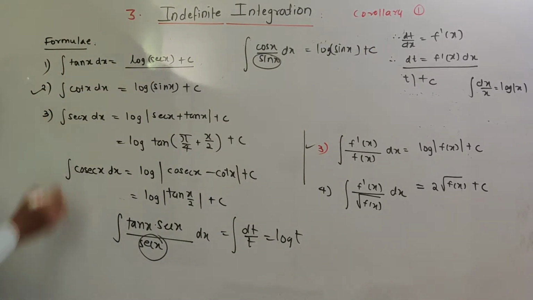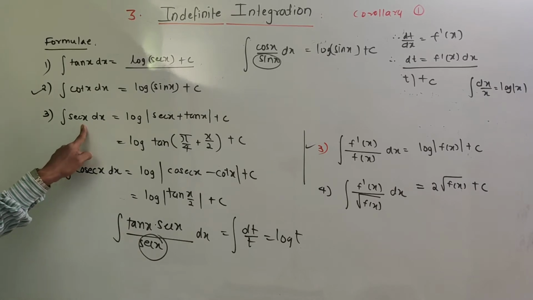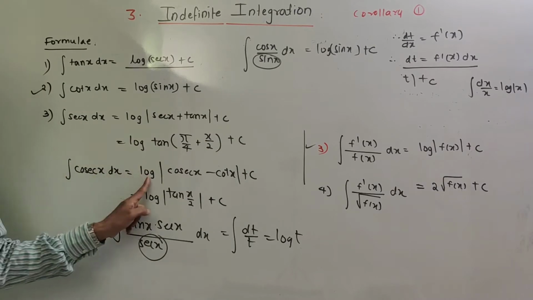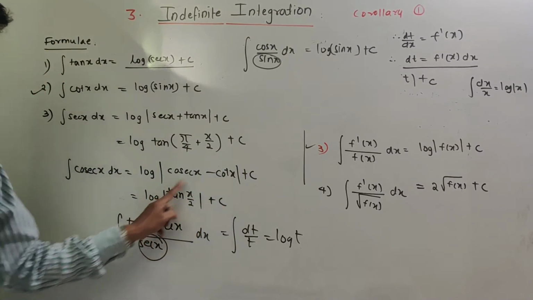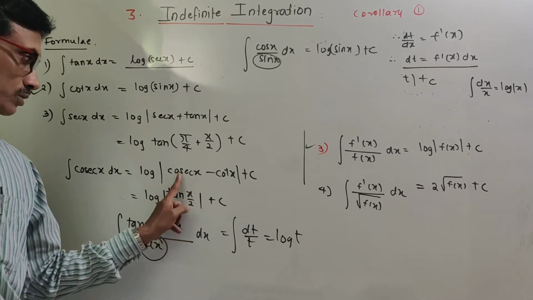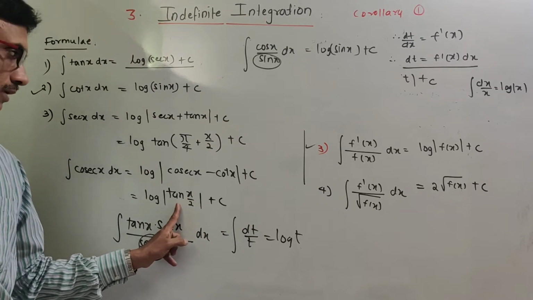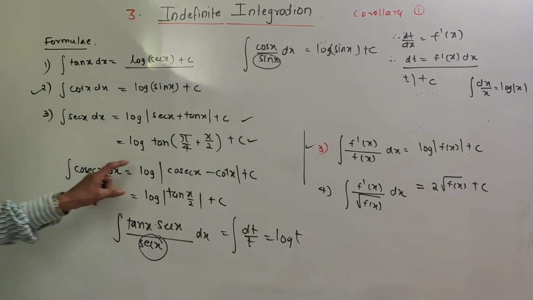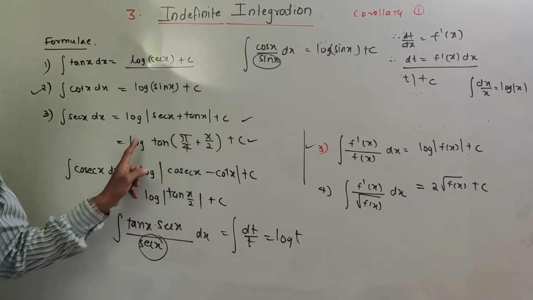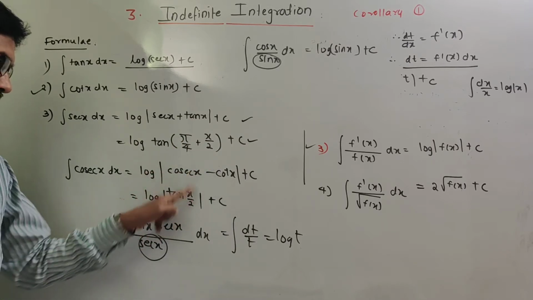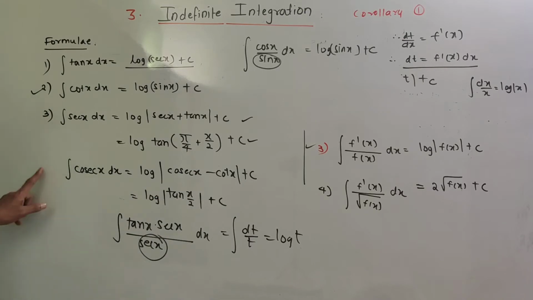Similarly, third, integration of cosec x: if we multiply by cosec x minus cot x, we get the formula log of cosec x minus cot x, or, after simplification by using trigonometry, we can prove that cosec x minus cot x is equal to tan of x by 2. And for sec x, the integral is log of sec x plus tan x, or log of tan of pi by 4 plus x by 2. You have to remember both formulas. So we will do questions on this.